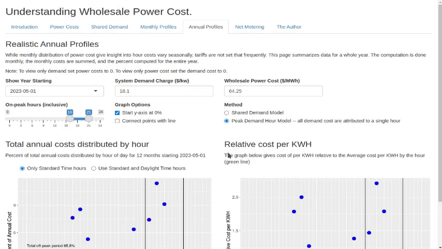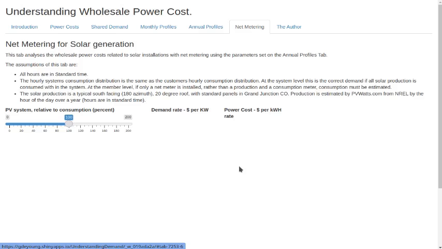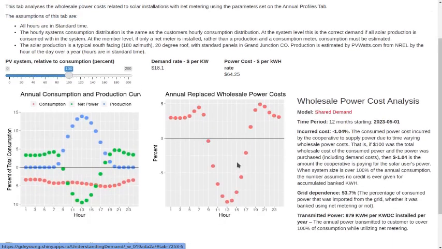And you play with that to figure it out. All right, the application I want to look at is net metering, and you set the parameters actually on this page, and then you go over to the next one to see what it says. So I'm going to look at the shared model. I'm going to use just my default system demand charges and wholesale power charges, switching over to the net metering tab. And this one takes a little bit of explaining.